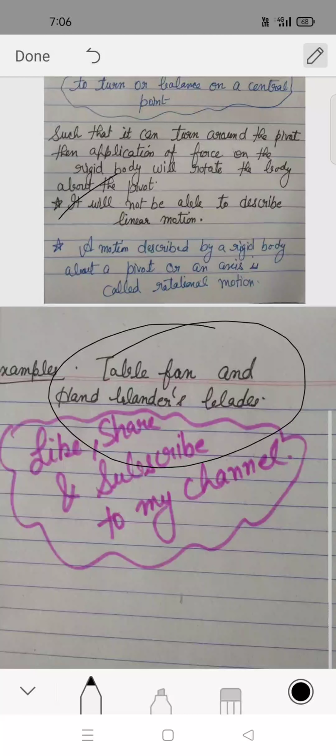A table fan is always moving on its fixed point. Similarly, blenders move on a fixed point and their blades are moving in the same direction. So this is the explanation of translational and rotational motion.